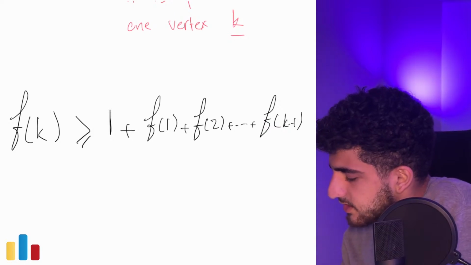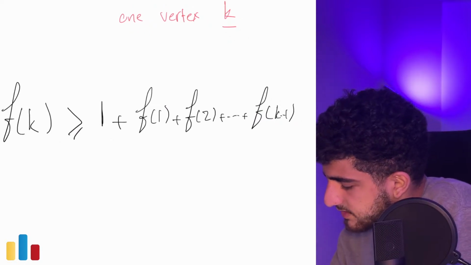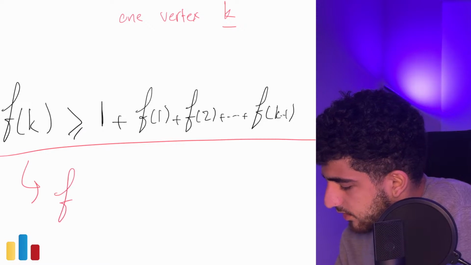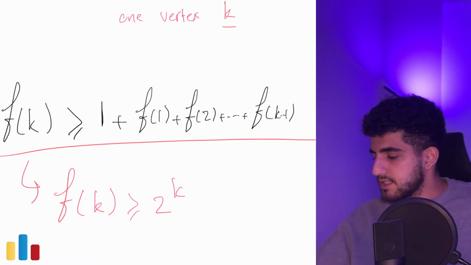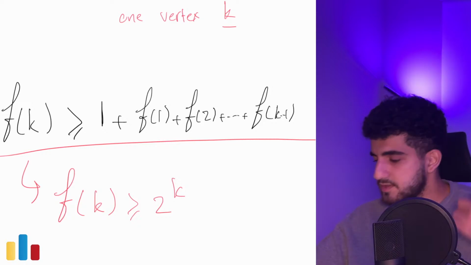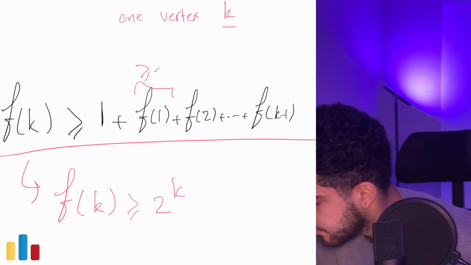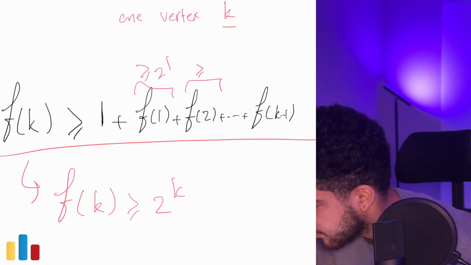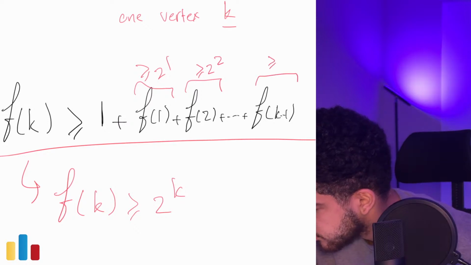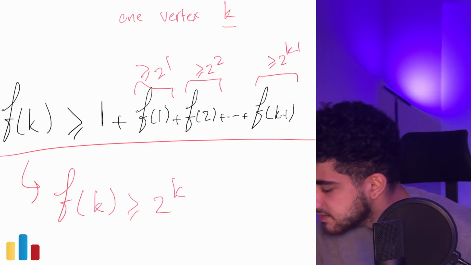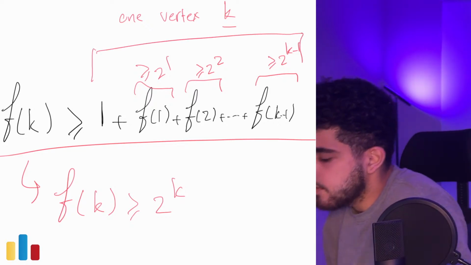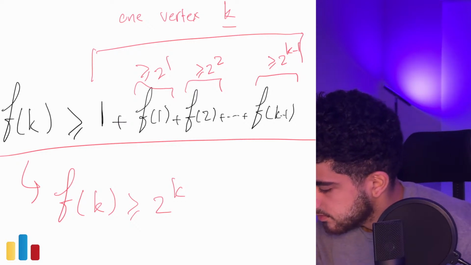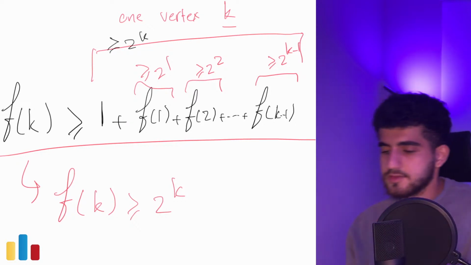And by induction, it is easy to prove that with these conditions, f of k is greater than or equal to 2 to the power of k. Why? Because if this is true for the previous values, then f of 1 is at least 2 to the power of 1, f of 2 is at least 2 to the power of 2, and f of k minus 1 is at least 2 to the power of k minus 1. The sum of these values is exactly 2 to the power of k, so the whole thing is greater than or equal to 2 to the power of k. So f of k is greater than or equal to 2 to the power of k.